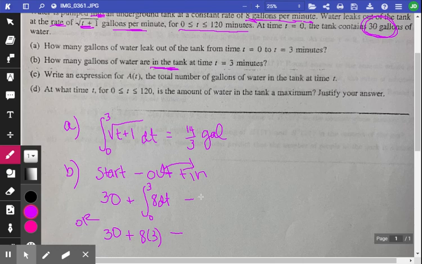And now I need to take out how much came out. I don't have to write the integral because I did it in the last problem. I know that this is going to be the integral from 0 to 3 of the rate that we're coming out, which I know from the last problem was 14/3. Okay, so starting amount plus how much goes in minus how much goes out. And in the end, you should get 49 1/3 gallons.